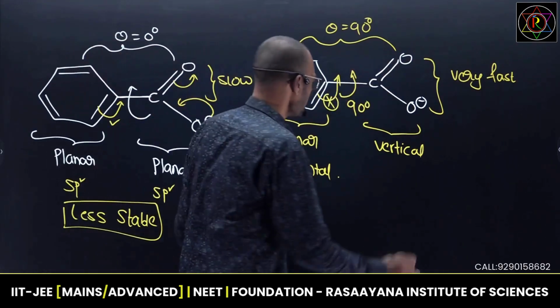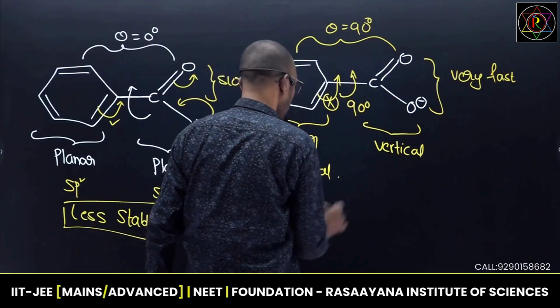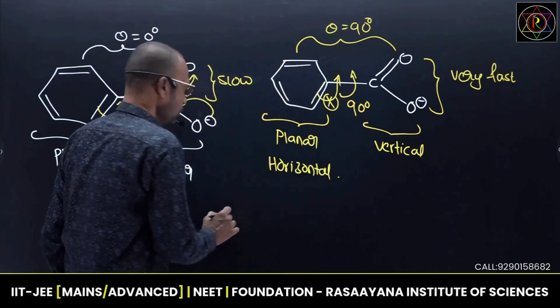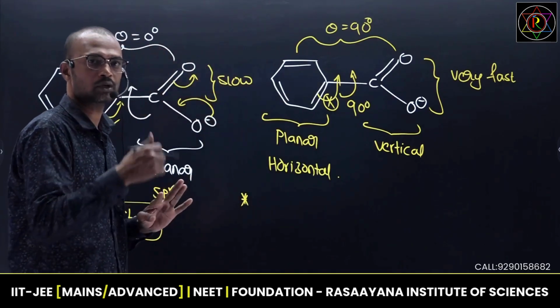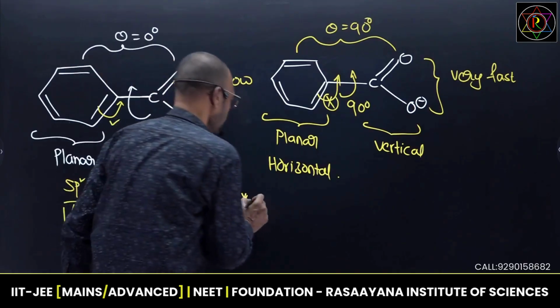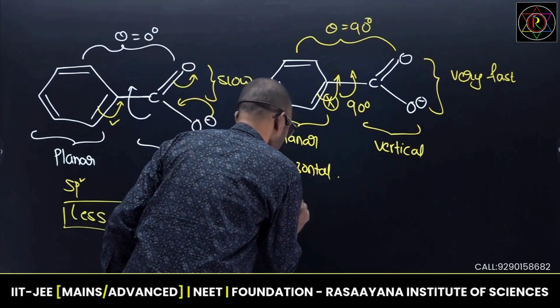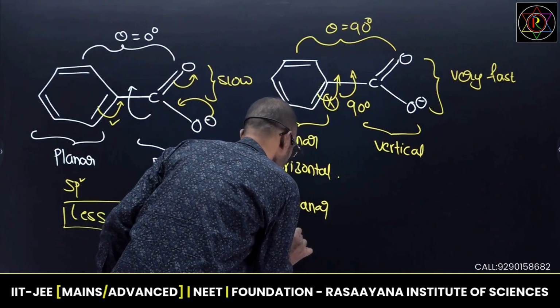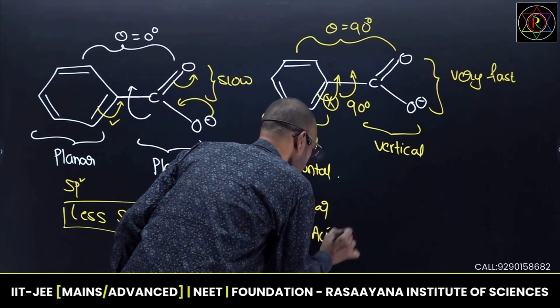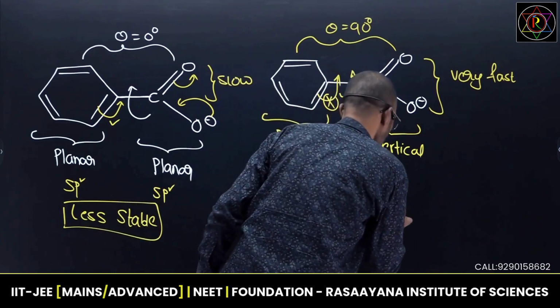This resonance is stable. So if I take a non-planar benzoic acid, okay, generally the two forms of benzoic acid do not exist, but I am taking a rough example so that you can understand the ortho effect. Okay, so non-planar benzoic acid is more acidic than planar benzoic acid.